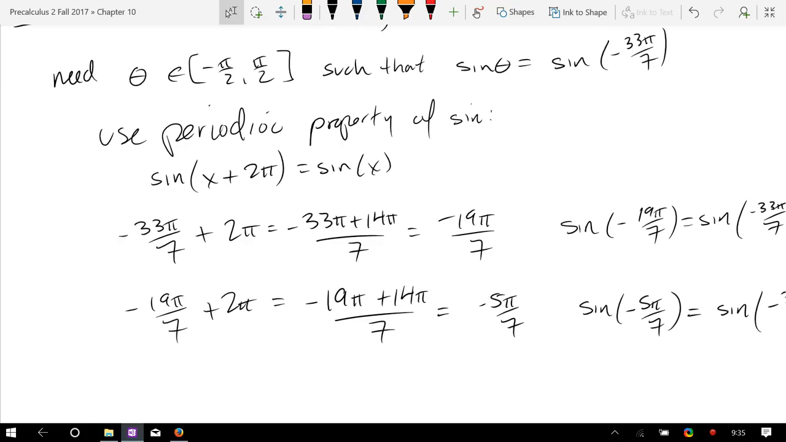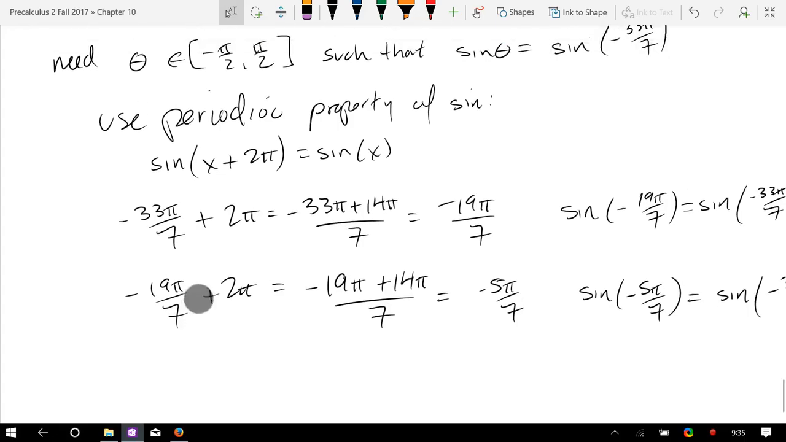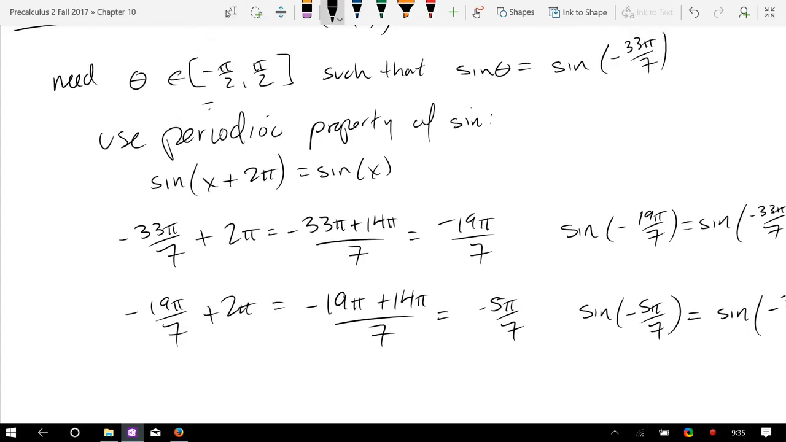What would be a common denominator? 14. So let's write everything out in 14ths. So this is negative 7 pi over 14, positive 7 pi over 14. That's probably good enough to say whether or not negative 5 pi over 7 is in between there. Nope, it would be negative 10 pi over 14. So still not good enough.